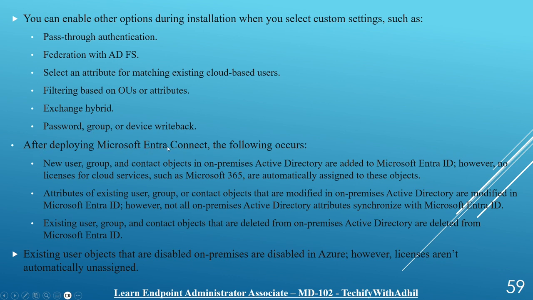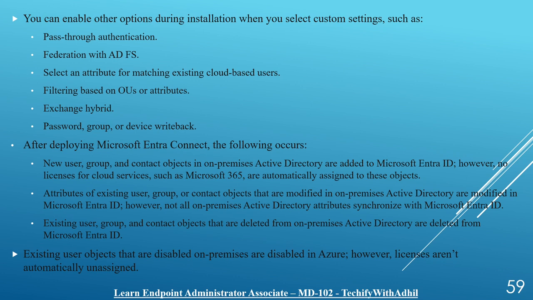After deploying Microsoft Entra Connect, the following happens. New user, group and contact objects in on-premises Active Directory are added to the Microsoft Entra ID. This would be the very basic first thing. However, no licenses for cloud services such as M365 are automatically assigned to the objects. So when you are synchronizing, it only synchronizes the users, group or contact objects. It doesn't assign any license to those users in the cloud.